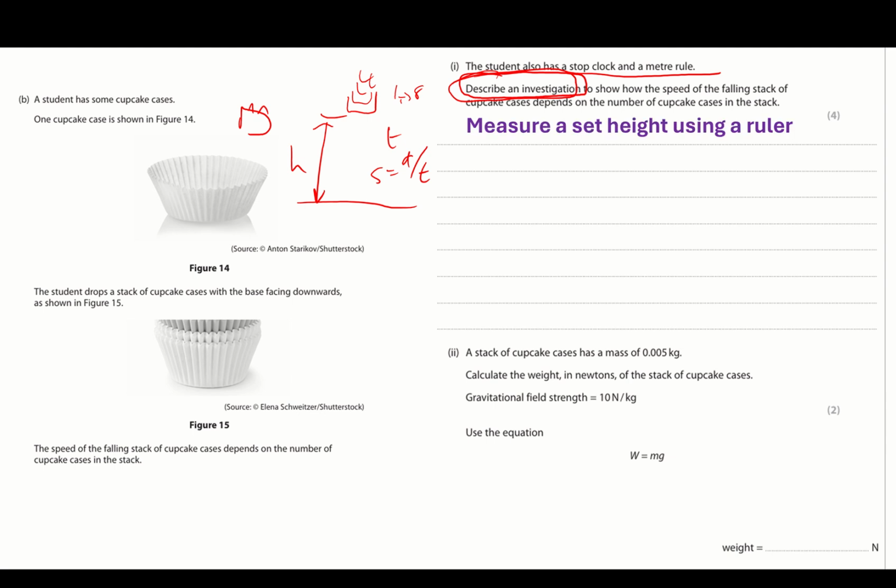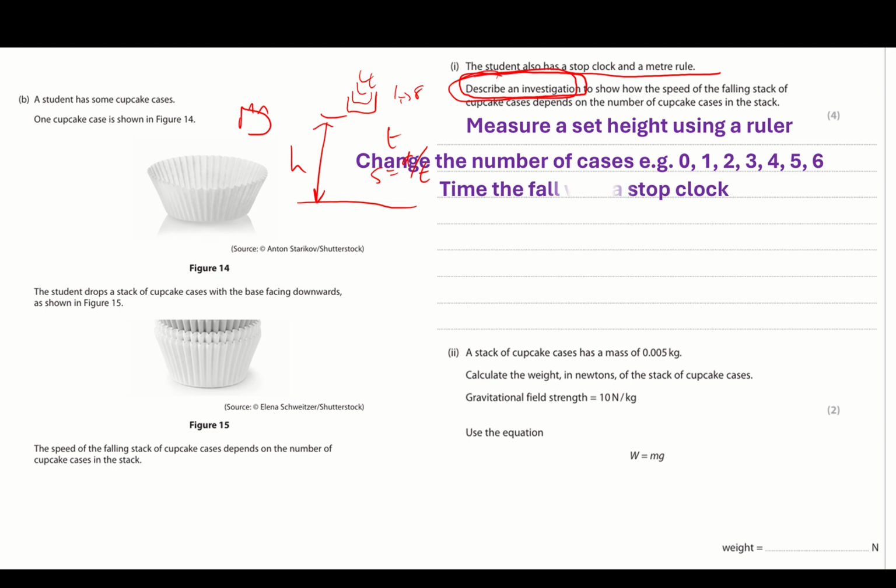So measure a set height using a ruler. Change the number of cases, e.g. obviously 0 cases, I don't drop anything, 1, 2, 3, 4, 5, 6 cases. Time the fall with the stop clock, and speed equals distance divided by time.